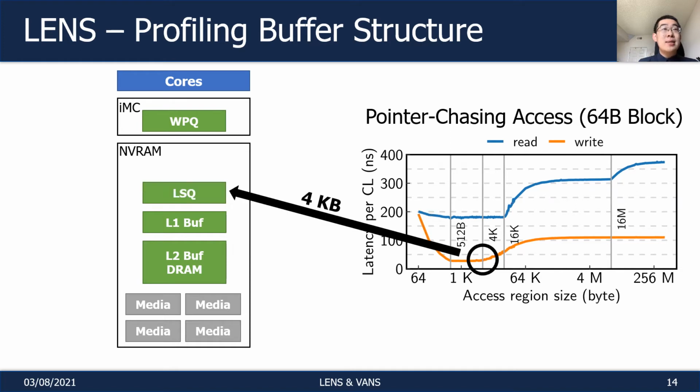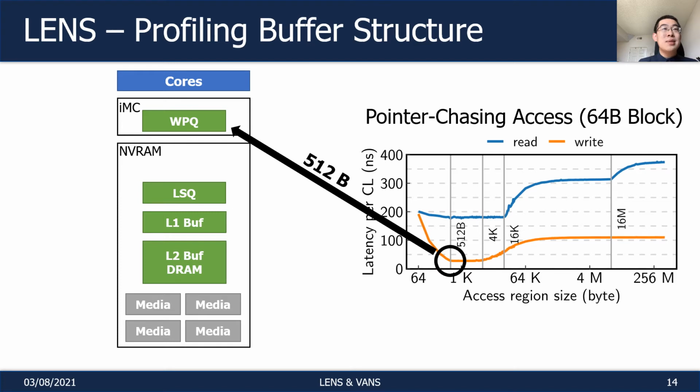The write latency starts to increase with 4 kilobyte region size. This indicates a low store queue on the non-volatile memory DIMM that performs request reordering and write combining. The write latency drops until 512 byte region size, which indicates the size of the write pending queue.